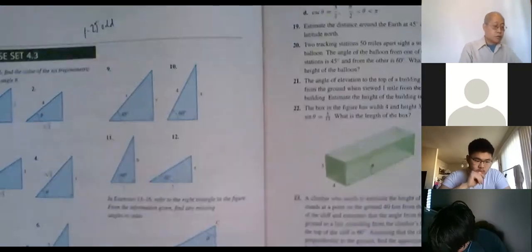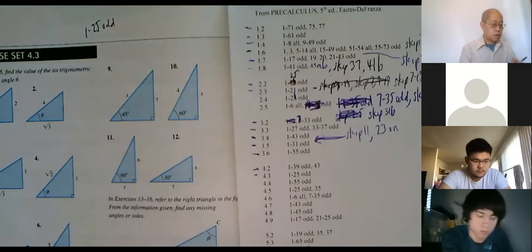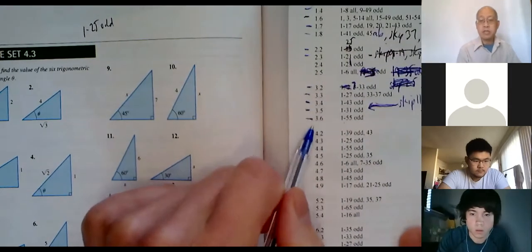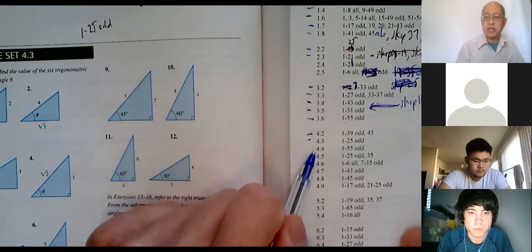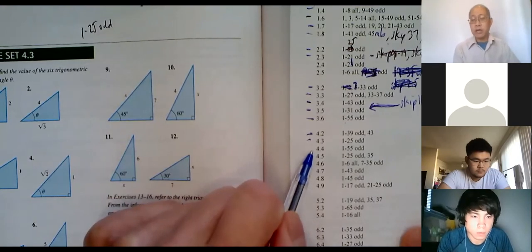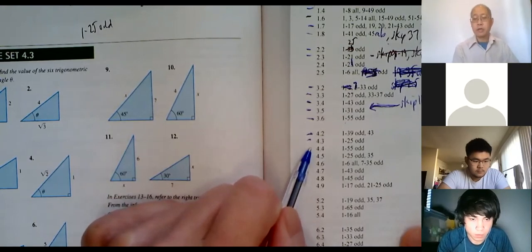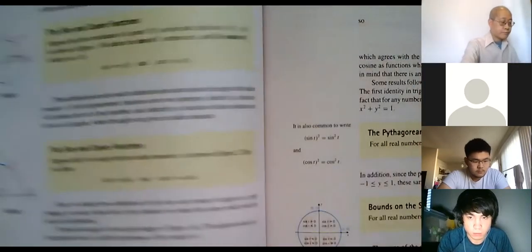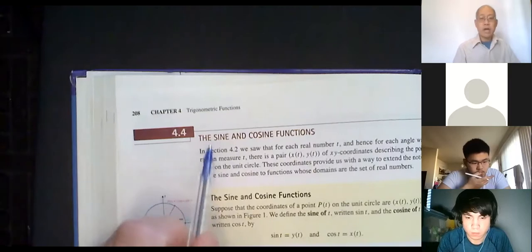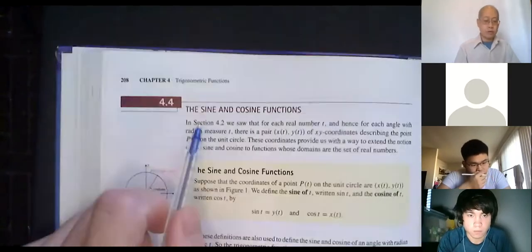Okay, so introducing 4.4. I'm now done with this and this. Introduction to 4.4 just makes it easier for me on Friday. And besides, I have to make sure I give you enough time for the quiz on Friday also. So 4.4, the topic is the sine and cosine functions.